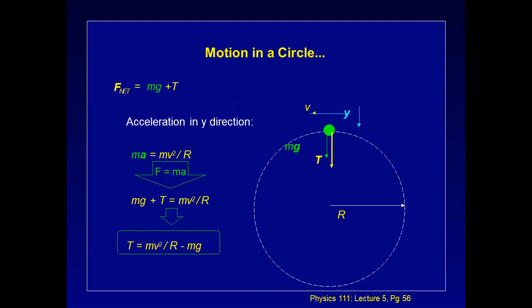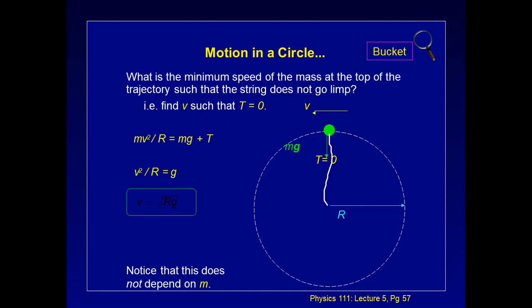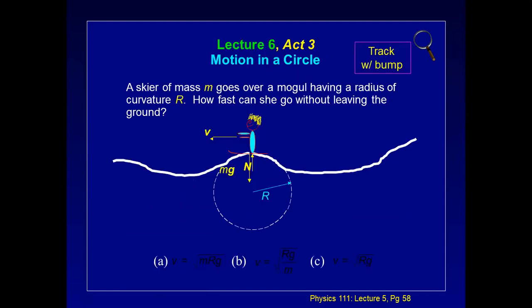And then force is equal to mass times acceleration. Simplifying both terms, mg plus T is equal to mv squared all over r. Further, getting the tension, T is equal to mv squared all over r quantity minus the weight. What is the minimum speed of the mass at the top of the trajectory? Further simplifying the equation earlier gives us v is equal to the square root of the radius times gravity.